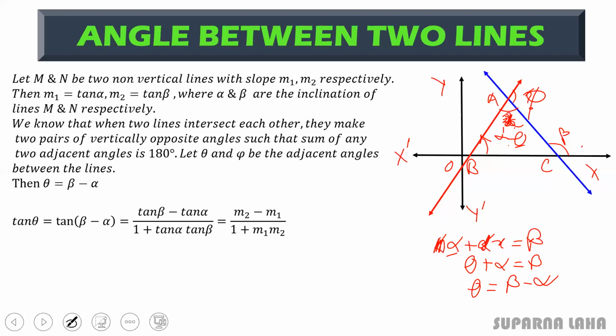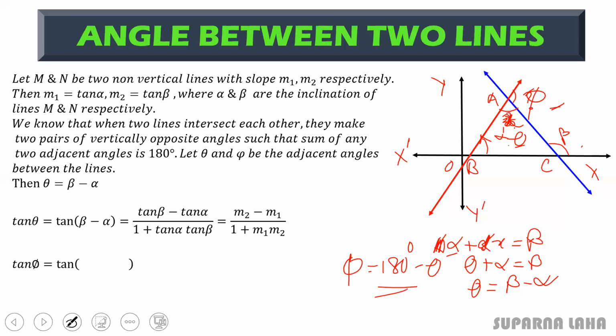Okay, so this is the angle made by these two lines, and if we want to find this phi, that is 180 minus theta. Simply, since this is 180, phi we can write as 180 degree minus theta. Okay, so this is the angle made by these two lines.